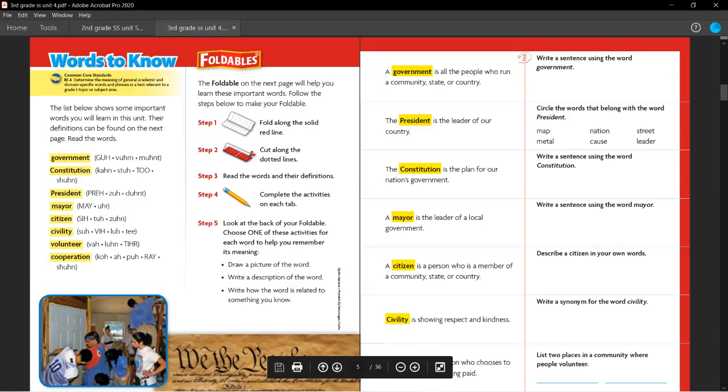It says, a government is all the people who run a community, state, or country. On the right side, it says, write a sentence using the word government. So go ahead and write a sentence in that space below. Next, we have president. The president is the leader of our country. Circle the words that belong with the word president.